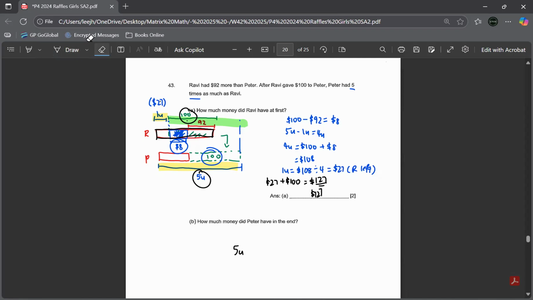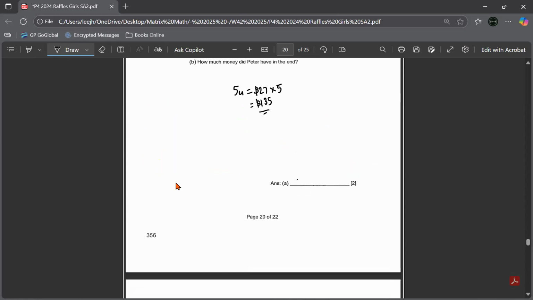Wait, this one not nice. Draw. Okay, nice. 7 already. So 5U, 1U is 27. We know 5U will be 27 times 5. Answer, $135. Okay, so the answer, 135. This one cannot go before change after. You won't be able to see well.